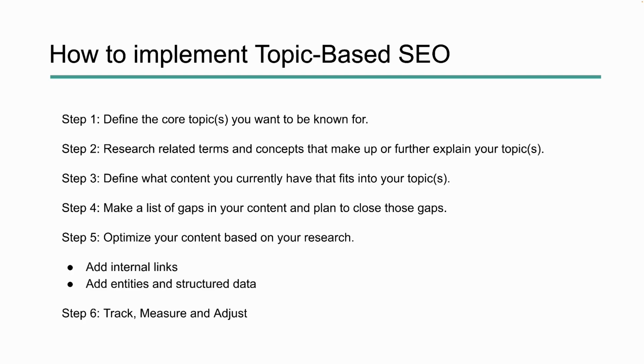Well, the first thing you need to do is you need to understand your core topic or your core topics. So for instance, let's say we are a sandwich maker, right? And we want to be known for the best peanut butter and jelly sandwich. Our core topic would be peanut butter and jelly sandwich, right? That's what we want to be known for. We want to be known as the best. And then we can go and we can research related terms and concepts that make up or help further explain our ideas. We'd start in the search engines, right? And we'd start to say, okay, what are these things that we're seeing in the search engines?